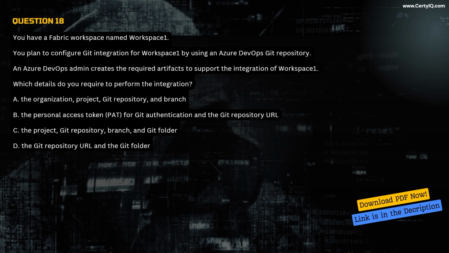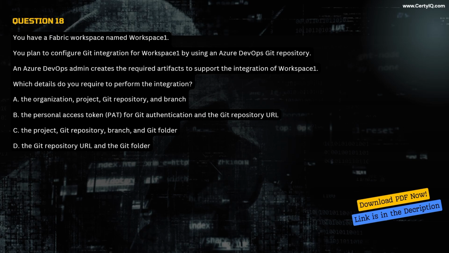A. The organization, project, Git repository, and branch. B. The personal access token, PAT, for Git authentication and the Git repository URL. C. The project, Git repository, branch, and Git folder. D. The Git repository URL and the Git folder.